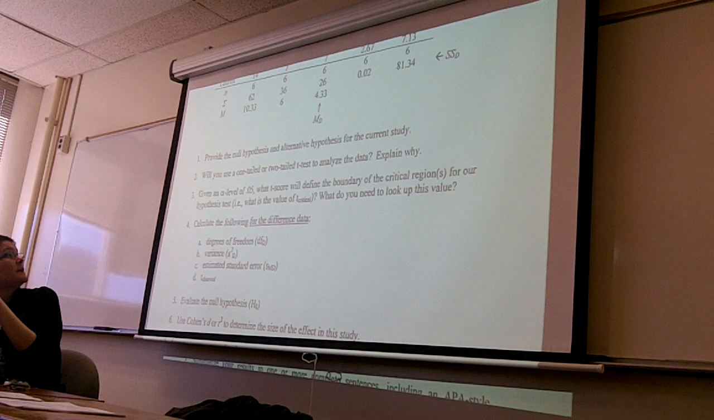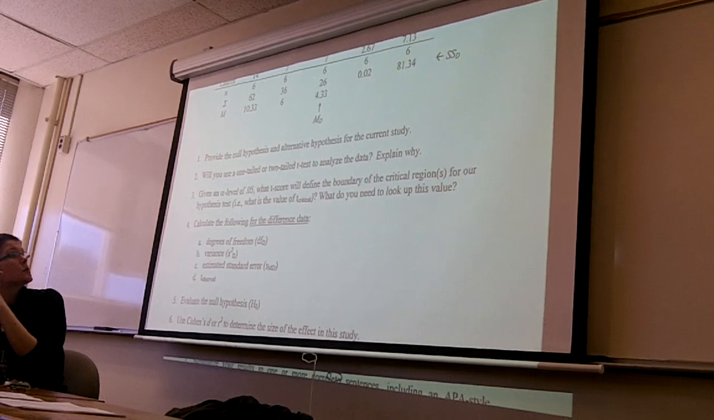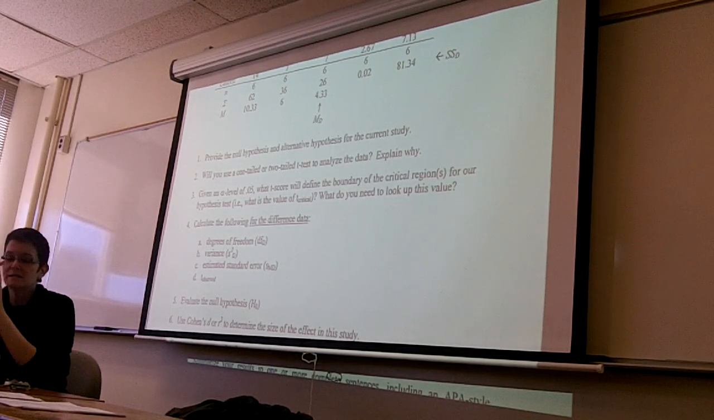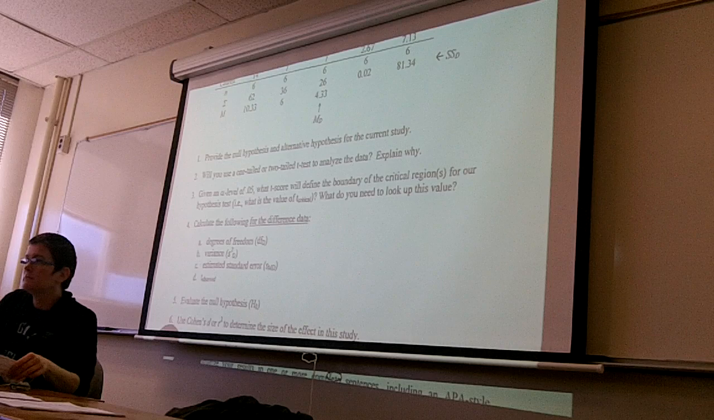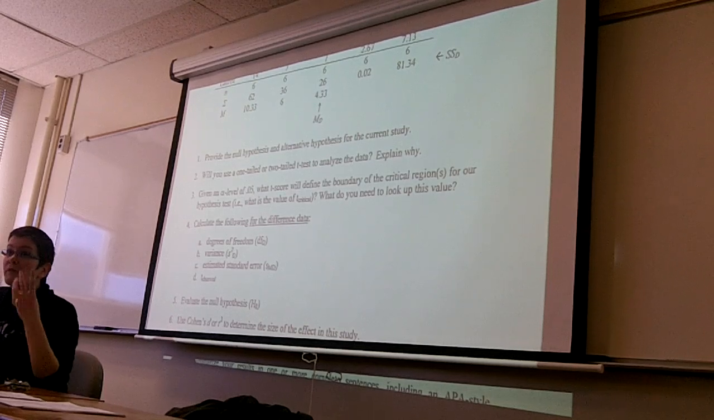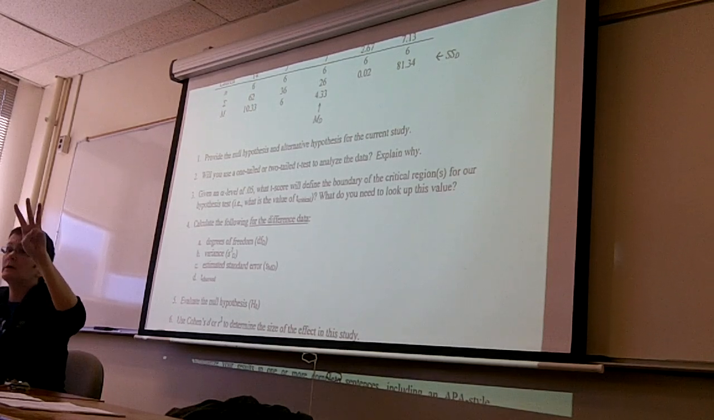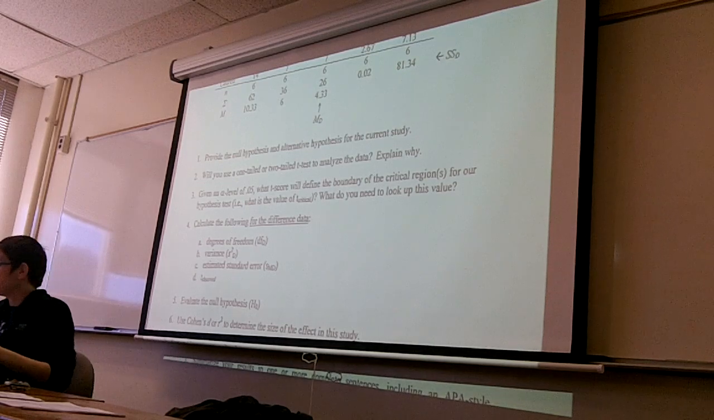And it says, given an alpha level of 0.05, what t-score will define the boundary of the critical regions for a hypothesis test? In other words, what's the value of t critical? What do you need to look up this value? Well, we know from last time. What are the three things we need to know to look up the critical value for t?